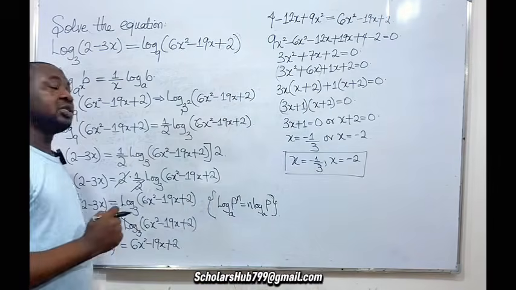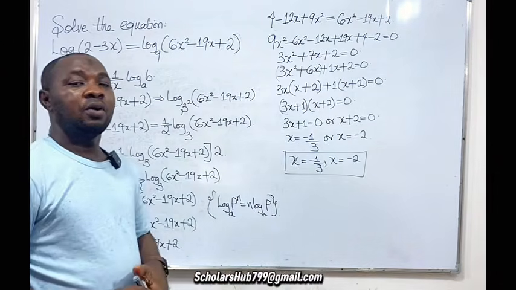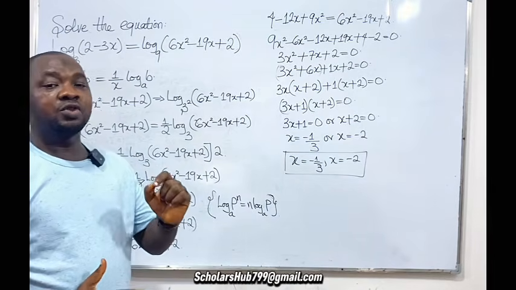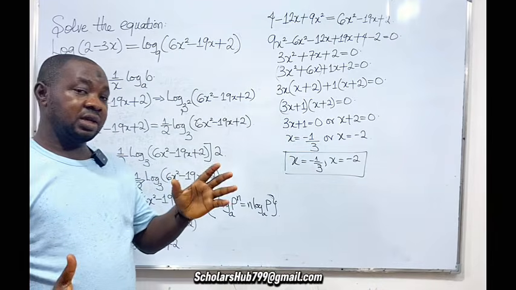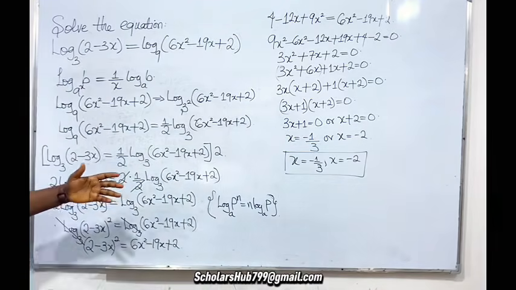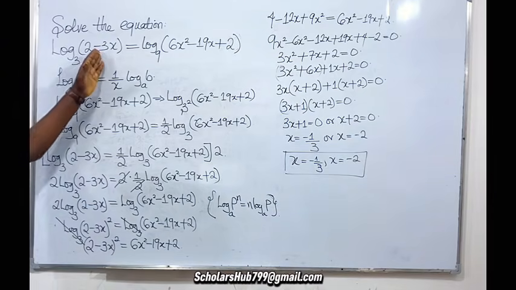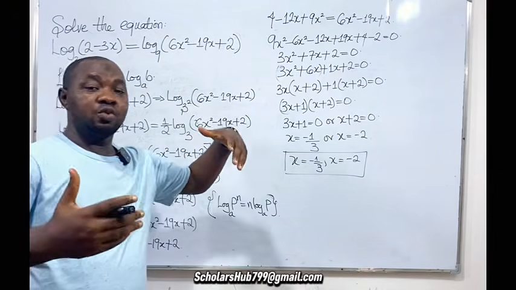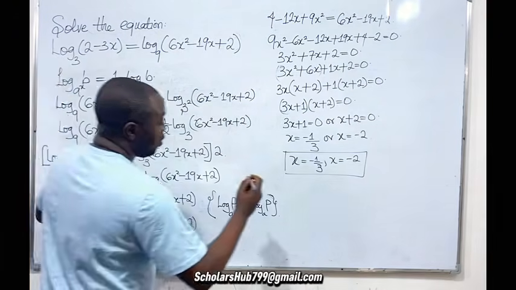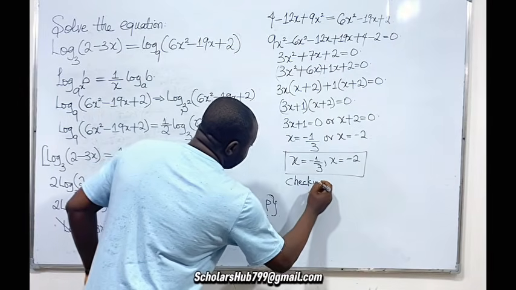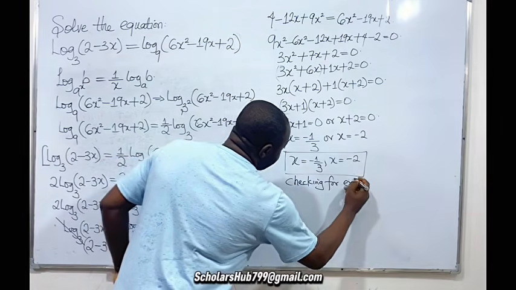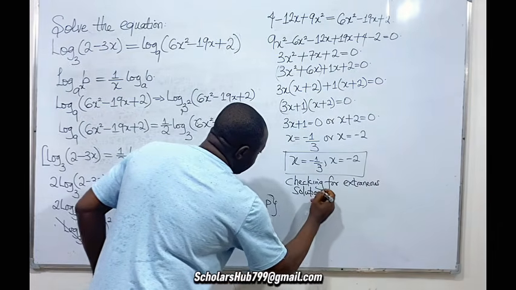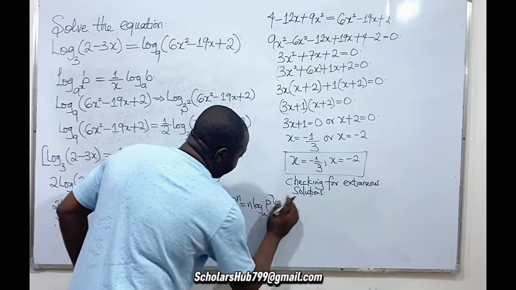Now this is very important. We can always check for extraneous solutions because the argument of a logarithm must always be positive. That means it must be greater than 0. So to check for extraneous solutions, let's check if our argument is greater than 0, or that is, to check if our argument will be positive. So now let's check for extraneous solutions.